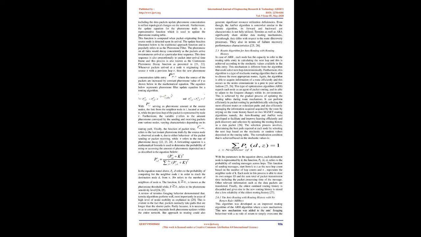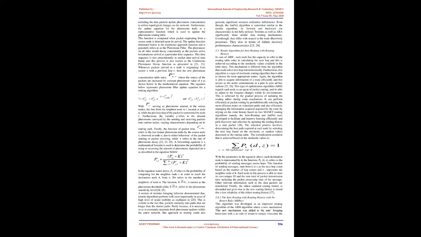This type of optimization algorithm, RH, regards each node as an agent of packet routing, and it is able to adjust to the frequent changes within its environment. This is achieved by the gradual process of updating the routing tables during the route mechanism. It can perform efficiently in packet routing by probabilistically selecting the most efficient routes or redundant paths, and also efficiently managing the information acquired by the route by relying on the route history. Based on two MANET routing algorithms, namely ANTs routing and AntNet, were developed to facilitate and improve learning efficiency and path discovery and selection by updating the routing history in a data packet 26.